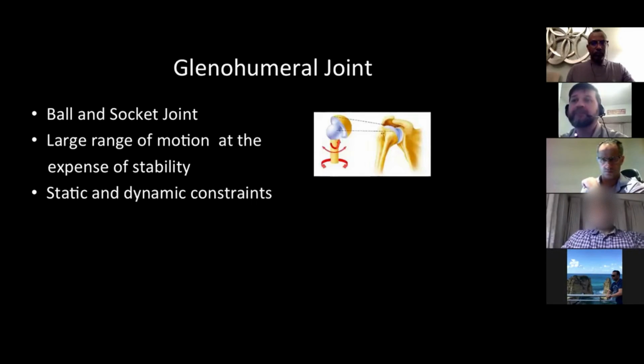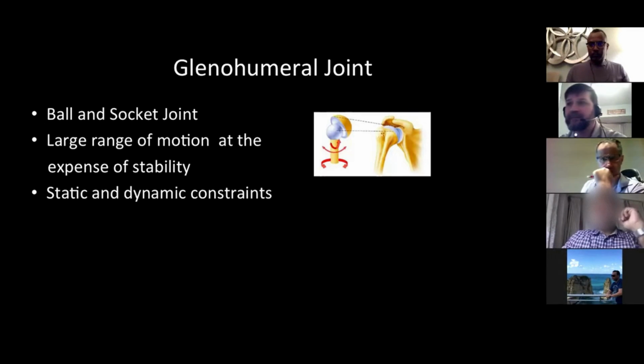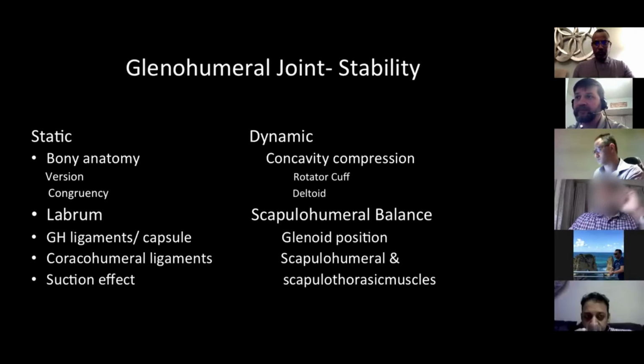The glenohumeral joint is a multi-axial ball and socket joint allowing movement in all three planes. In contrast to the hip joint, which is the other large ball and socket joint in the human body, the glenohumeral joint is shallow and provides a large range of motion. This motion comes at the expense of stability, which makes the glenohumeral joint the most commonly dislocated joint in the body. Stability of the glenohumeral joint is provided by static and dynamic constraints.